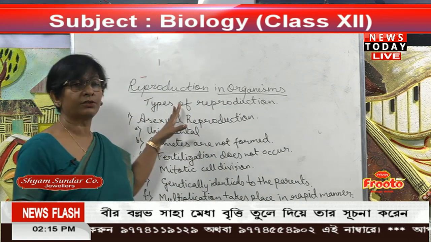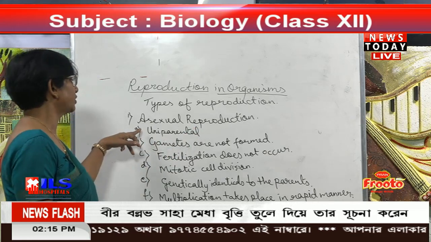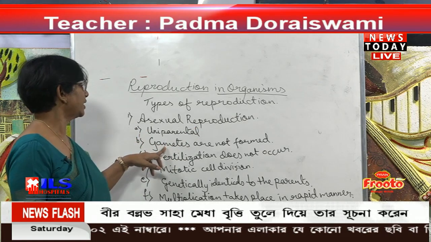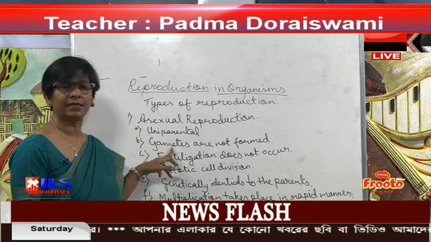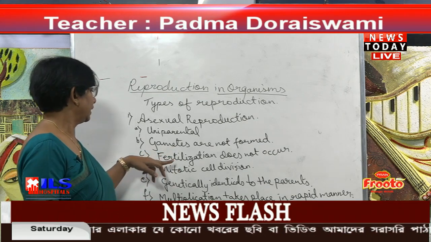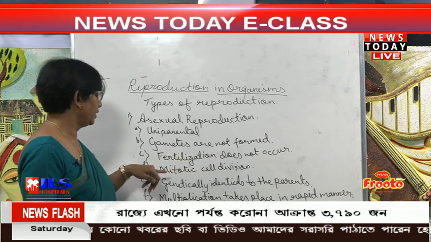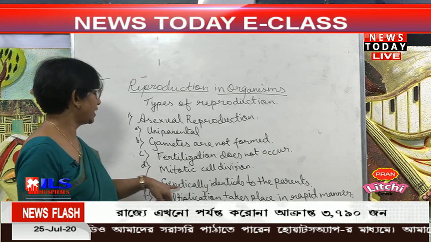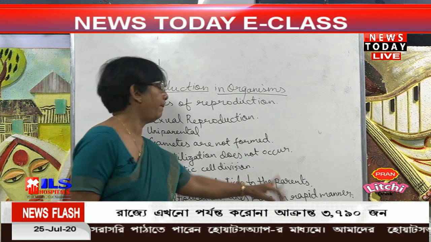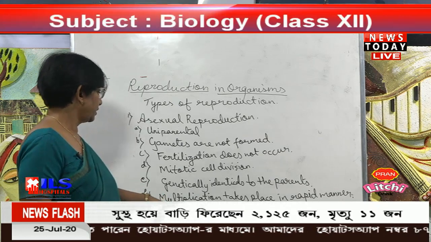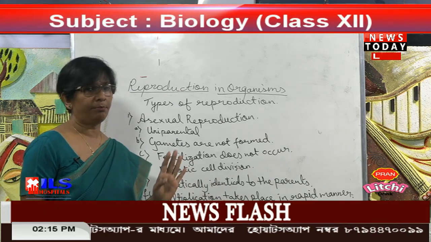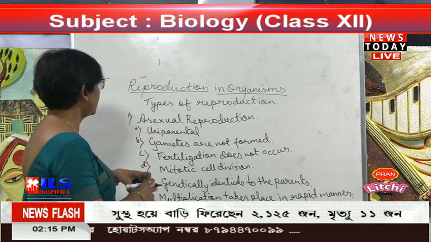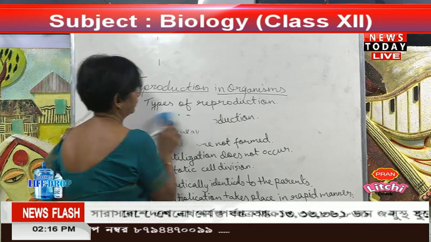So, these are the characteristics of asexual reproduction. First is uniparental, that means only one parent is needed. Another is that there is no gamete formation. Then fertilization does not occur. Fourth, mitotic cell division takes place. Fifth, the offspring are genetically identical to the parents. And sixth, multiplication takes place in a rapid manner. These are the characteristics of asexual reproduction.